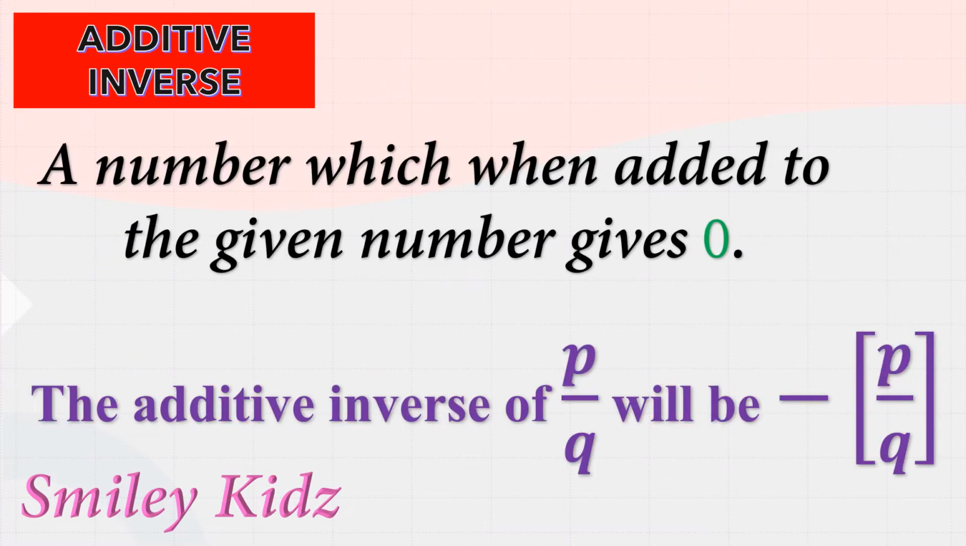Additive inverse. What is additive inverse? A number which when added to the given number gives 0. For example, the additive inverse of p by q will be -p by q. Let's see few examples.